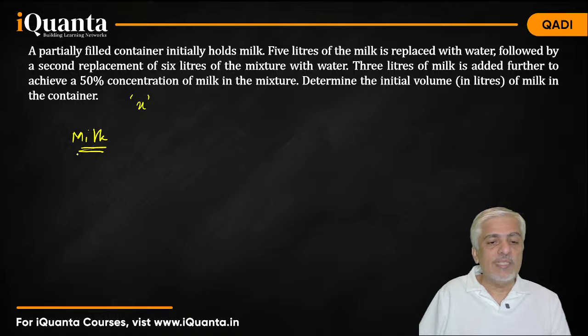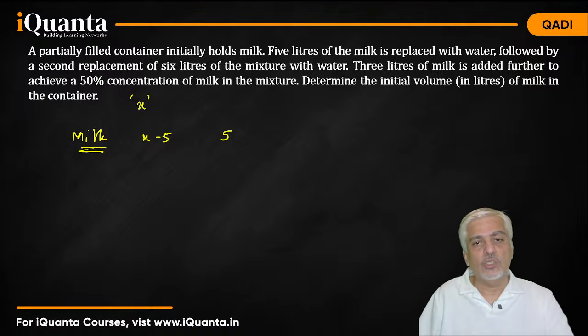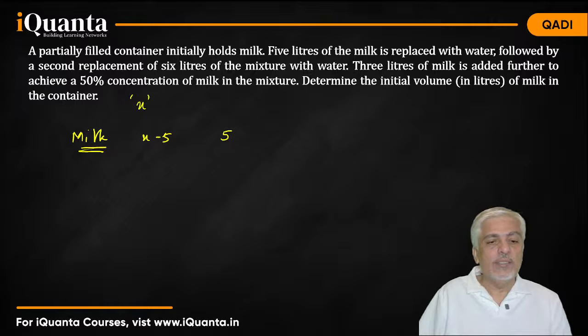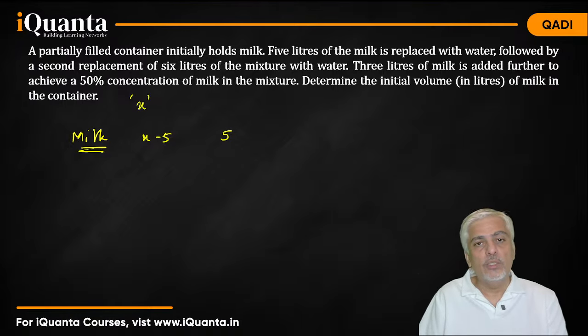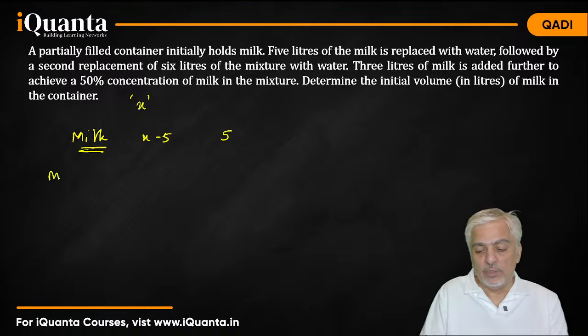5 liters of the milk is replaced with water. So you have milk is X minus 5 and water is 5. Even though we don't have to worry about water, just concentrate on milk right now. Followed by another replacement of 6 liters. This time, if you replace 6 liters, you will not lose only milk, you will lose milk and water both. So how much milk will you lose?